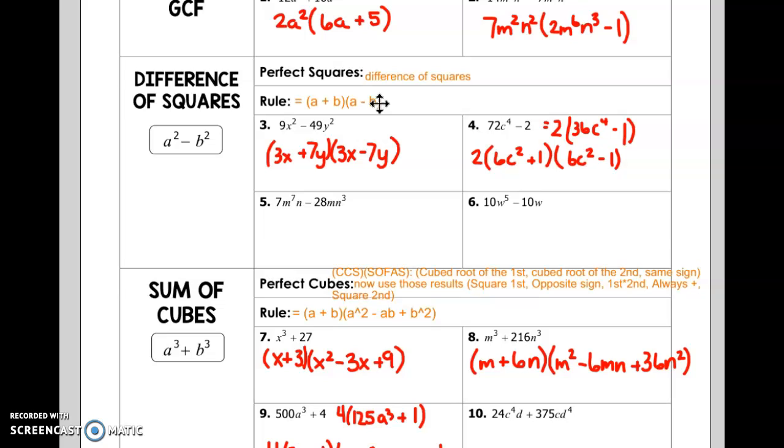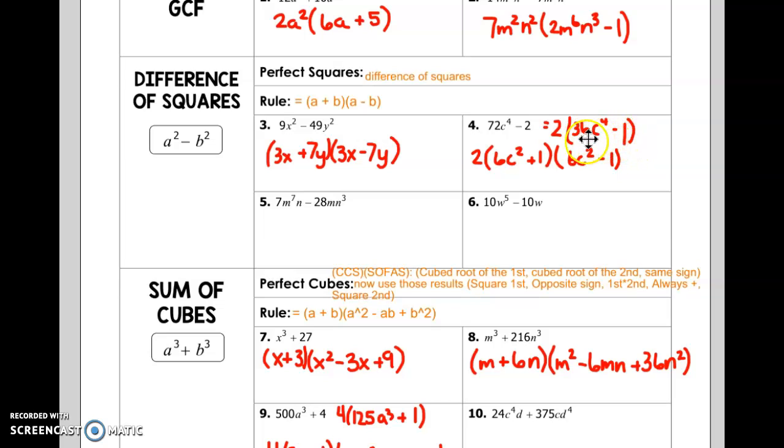So we've got here 9x squared, 49y squared, both perfect squares. Take the square root of each, 3x, and then 7y, one plus, one minus. Some of these are a little more tricky because at first you're going to have to take out a GCF. So number 4, I'm taking out 2 first, and then I can see that 36c to the 4th minus 1, both of these are perfect squares.